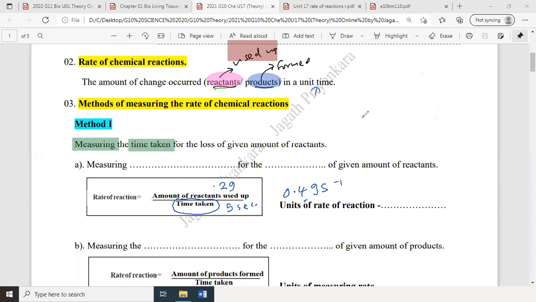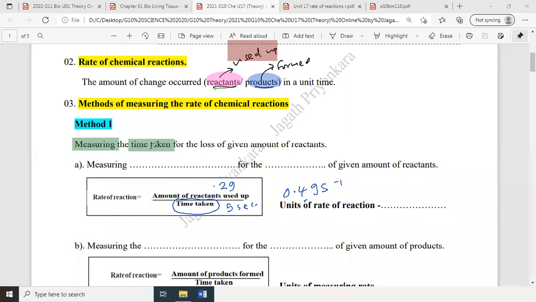If you are carrying out the reaction on the balance, you put the beaker on the balance and check how many grams are going out, right? So that way also you can do it. For example, you put calcium carbonate, you add acid, and then you check the loss of mass. Anyway, you will learn this in detail in G11 chemistry also under chemical kinetics.